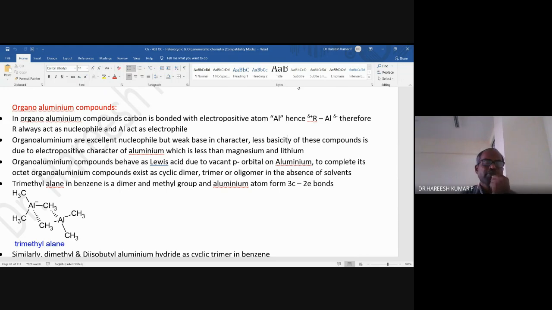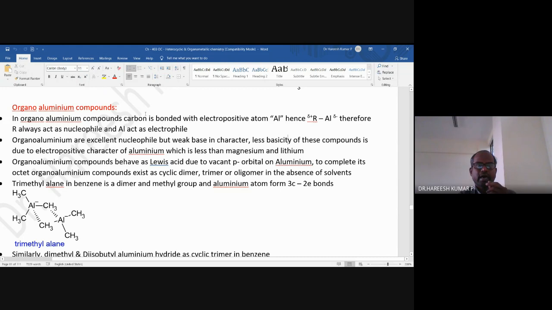Today we will discuss one more organometallic reagent in organic synthesis. The organometallic reagent is organoaluminium compounds. That means if there is any compound having a bond with aluminum, more particularly a carbon-aluminum bond, such compounds are called organoaluminium compounds.